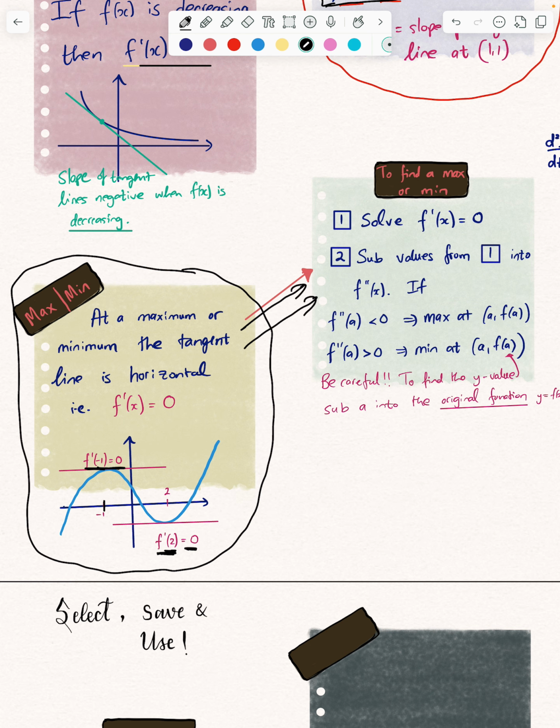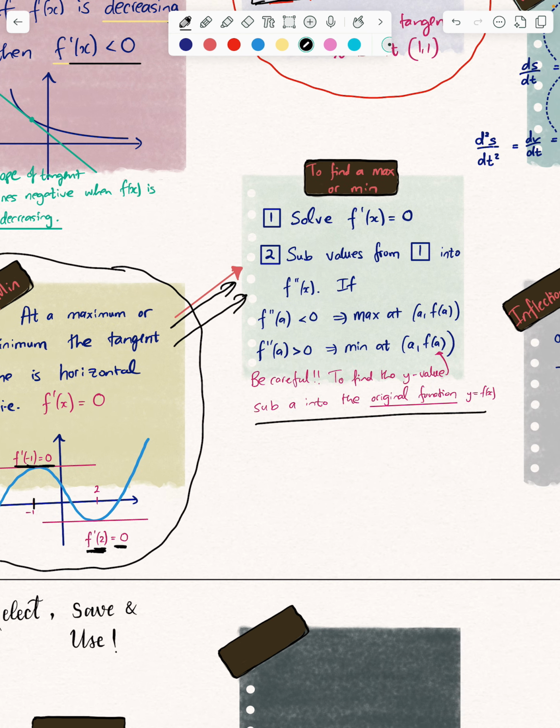And that helps us to find a max or a min. So to find a max or a min, you solve the derivative equal to 0. That's because you're looking for places where you might have a horizontal tangent line.